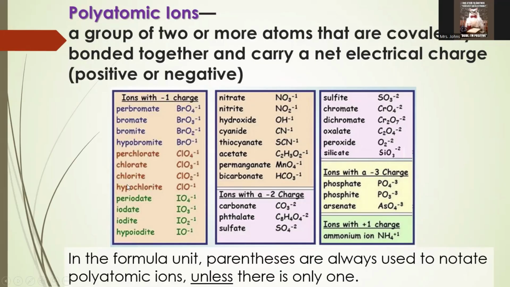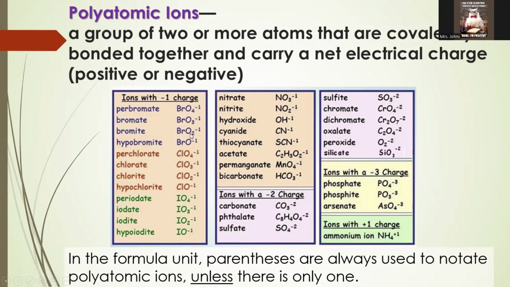So this box and all the orange ones have a -1 charge. Then the next group has a -2 charge. The pink, or whatever color this is, has a -2 charge. And then this yellowish color is -3 charge.